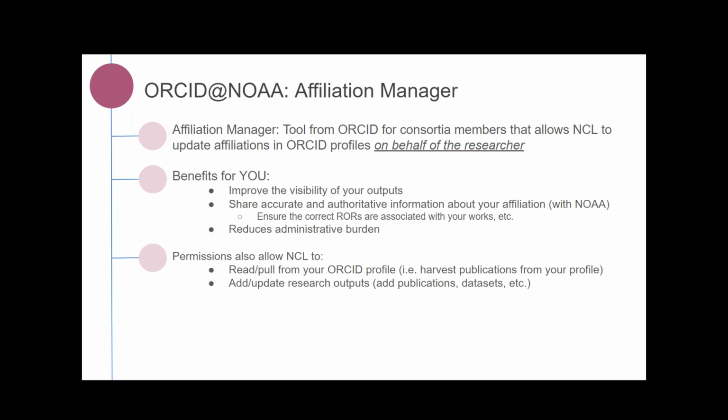So the benefits to this is making sure you have appropriate affiliations improves the visibility of your outputs. It also means that you're sharing accurate and authoritative information about your affiliations. So again, it's making sure the correct RORs are associated with you and your works, and it reduces that administrative burden because you don't have to do it. We can do it for you, and we can do it en masse, and we have a systematic way to do it through those APIs.